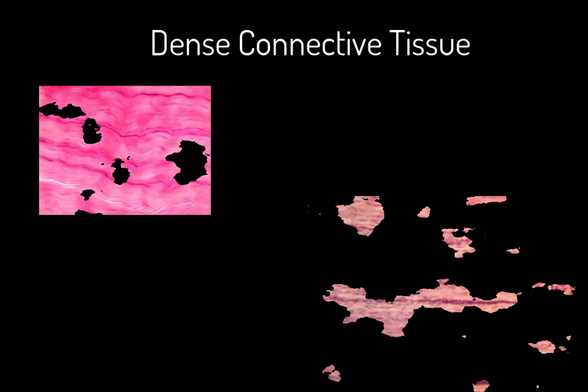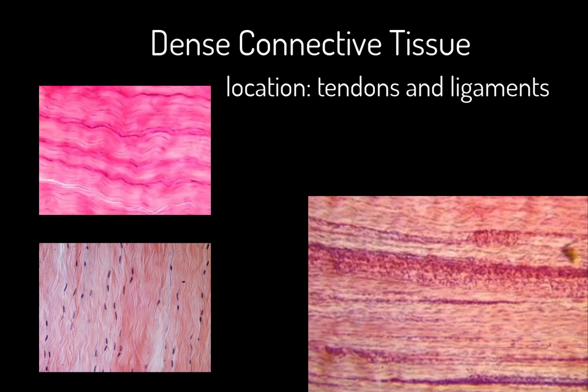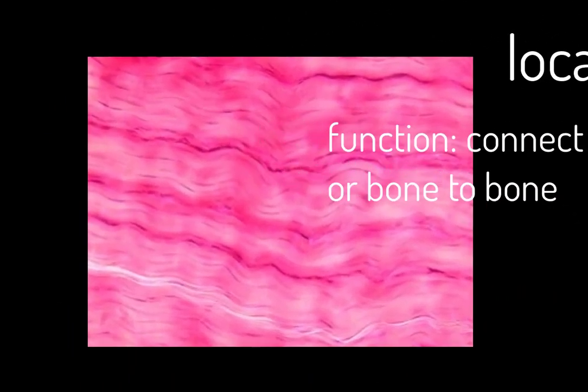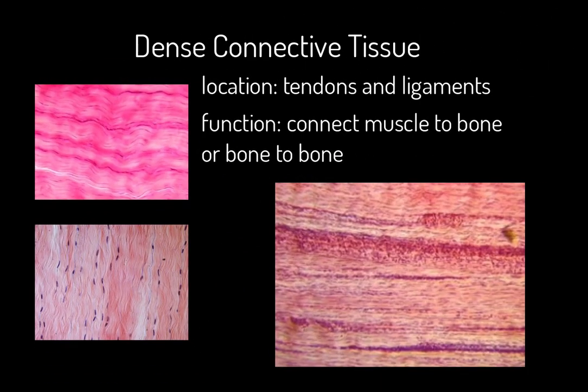Dense connective tissue is found in your tendons and ligaments, and its function is to attach muscle to bone or bone to bone. You can see collagen fibers and the nuclei of fibroblasts. And if you look at dense connective tissue, you can see that it's wavy. That's one of the things that tells you that it's dense connective tissue, the fact that it is wavy. Collagen fibers are the pink structures, and the fibroblast nuclei are the little purple dots.